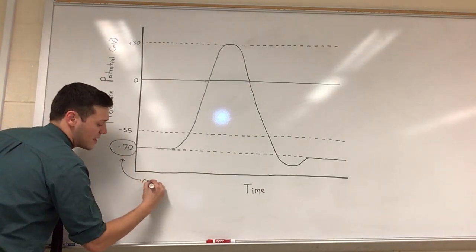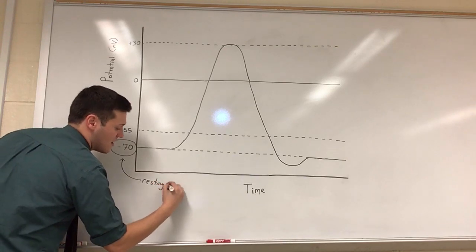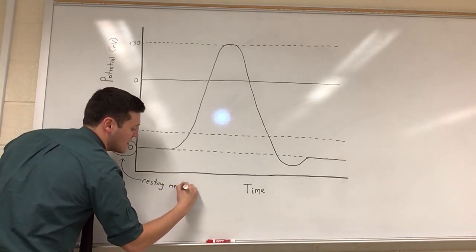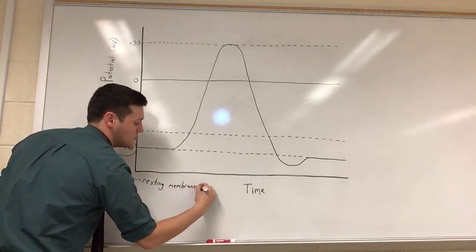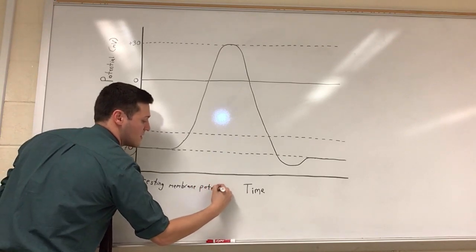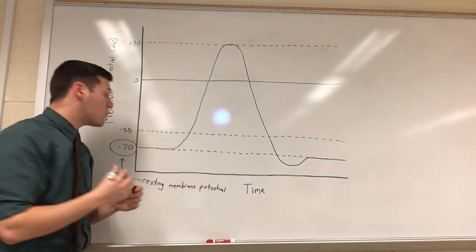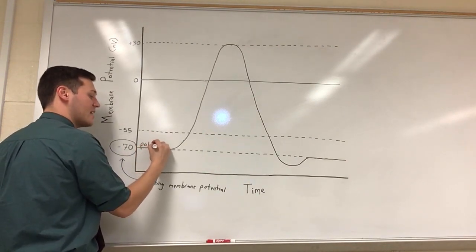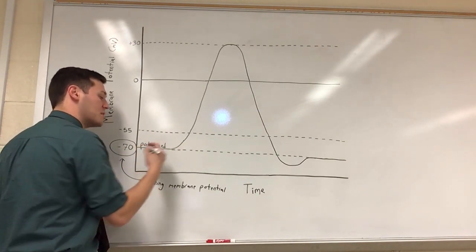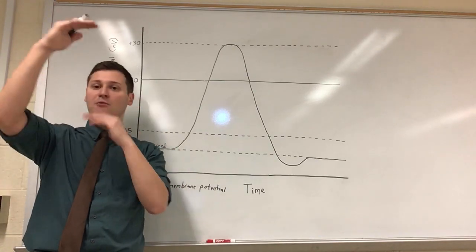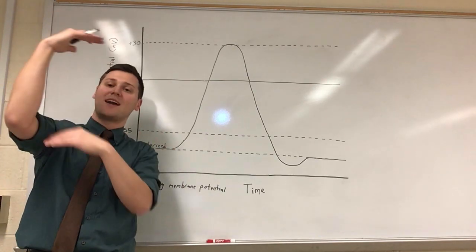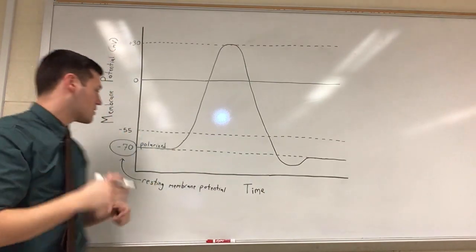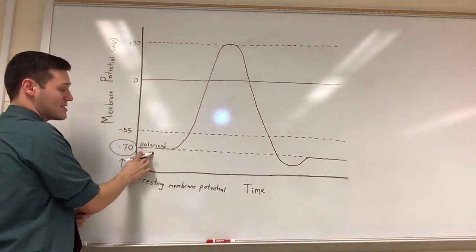I'll put resting membrane potential. We also would consider this to be polarized. So we say that it's polarized because we have different sides, right? We have a positive side and we have a relatively negative side. So the membrane is polarized.